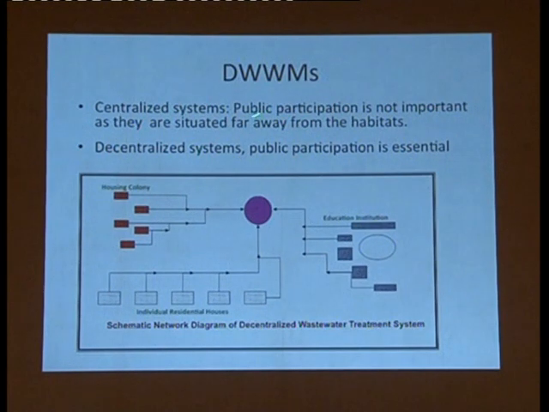And the example of decentralized wastewater treatment is this. You have a housing colony with individual residential houses, an educational institute, or a small community, and you have a wastewater treatment plant in the very close vicinity of these houses. The treated wastewater can be reused in this community for various purposes like toilet flushing, gardening, agriculture, etc. If you look into sustainability, this may be more sustainable compared to a centralized system.